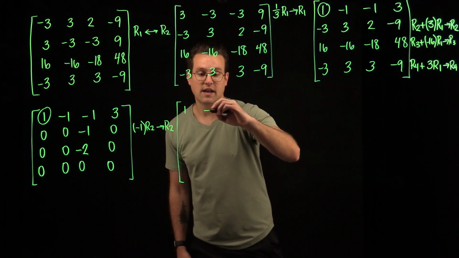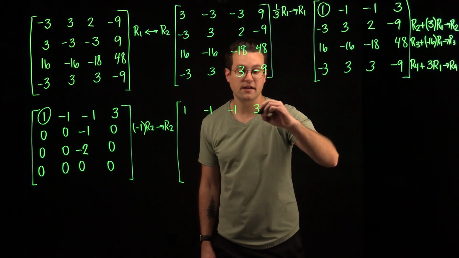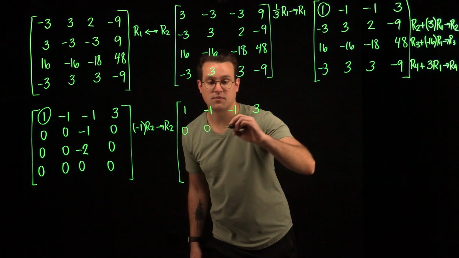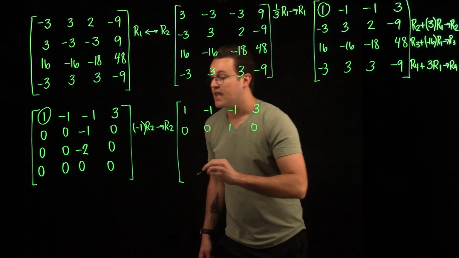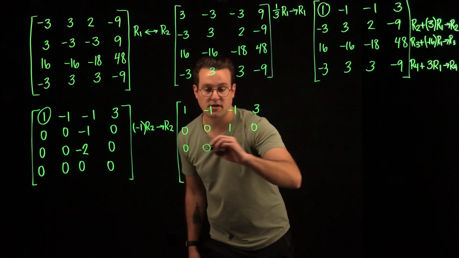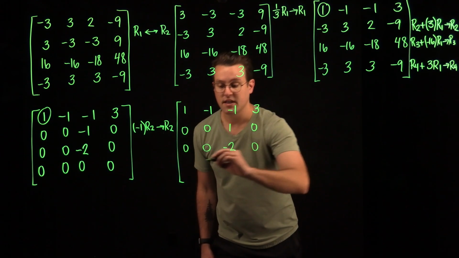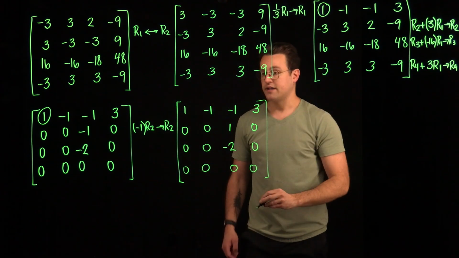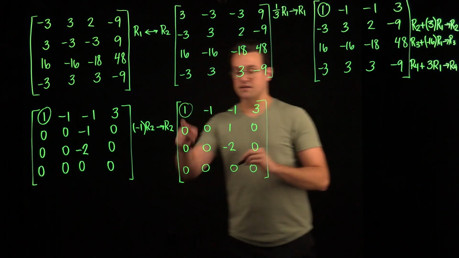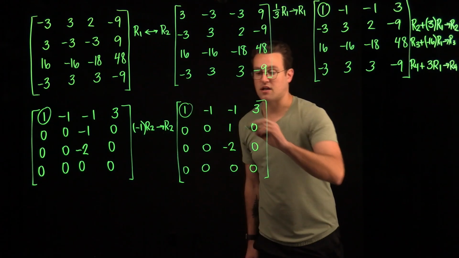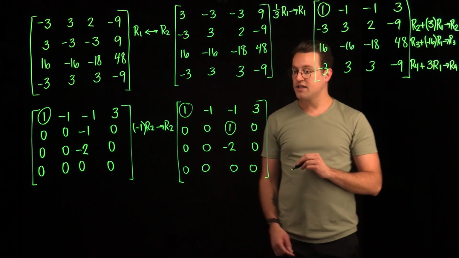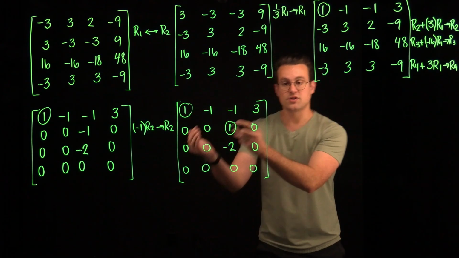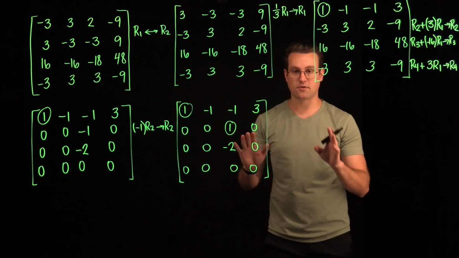So 1, -1, -1, 3. Then this row gets multiplied by -1. So 0, 0, 1, 0. And then 0, 0, -2, 0, and 0, 0, 0, 0. Okay, so now I have the first non-zero entry in row 1 is a 1. The first non-zero entry in row 2 is a 1. It doesn't matter that there's that gap there, right? It still follows that stair-step pattern. The lower one is to the right of the upper one, which is perfect.